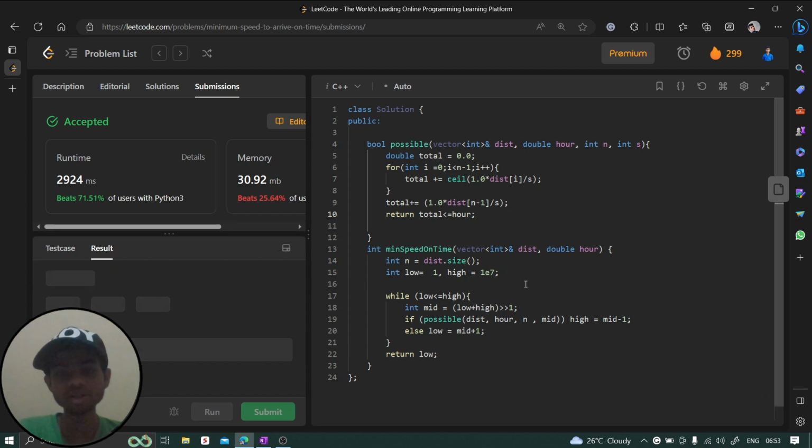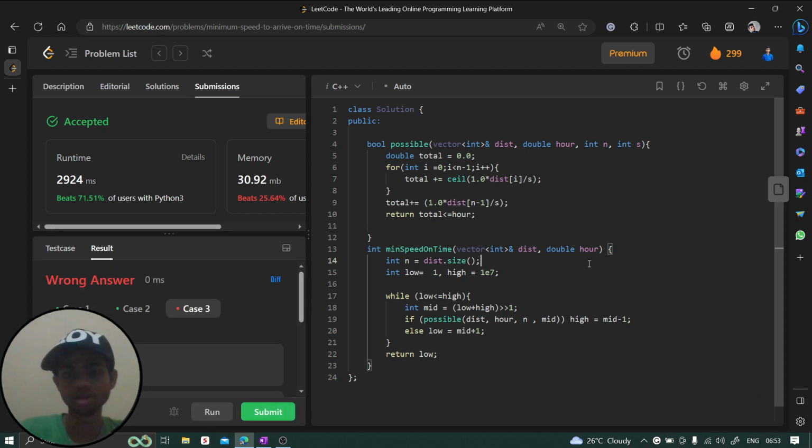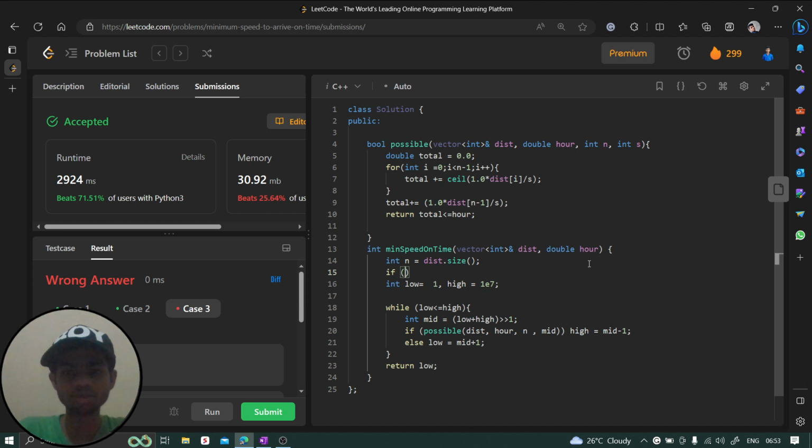Now let's see whether it's going to be fine or no. And I hope guys it should work. We haven't used a base condition yet. That's also we need to use, right? So let's make use of the base condition. So we can say if our distance of that particular i, or we can use n only, right? If n is greater than ceil of our hour, so we can directly return minus 1. Now let's see.